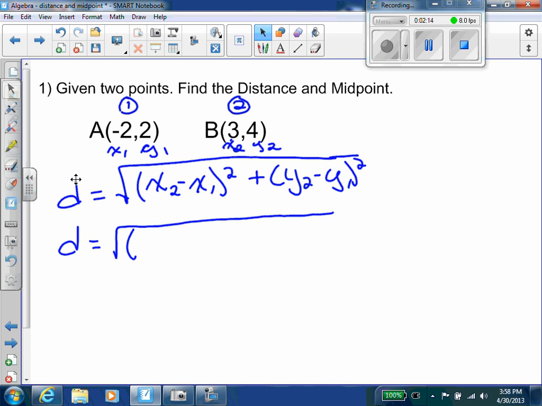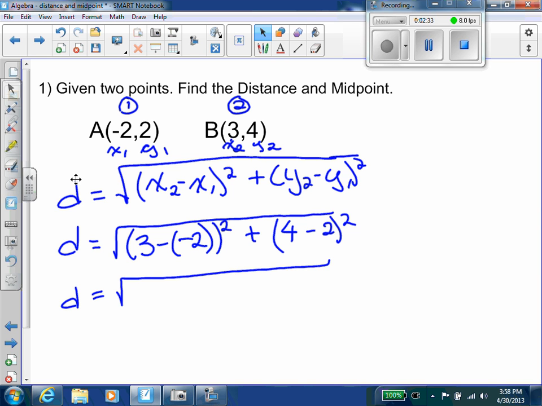We just do it exactly like the formula says. So x2 is 3 minus x1, which is a negative 2, and that whole thing is squared. Be sure to keep all of your parentheses in there. y2 is 4 minus y1 is 2. That whole thing is squared. I would continue to write the square root sign throughout each step. 3 minus a negative 2 is 5, and that's squared, plus 4 minus 2, which is 2, and that is squared.